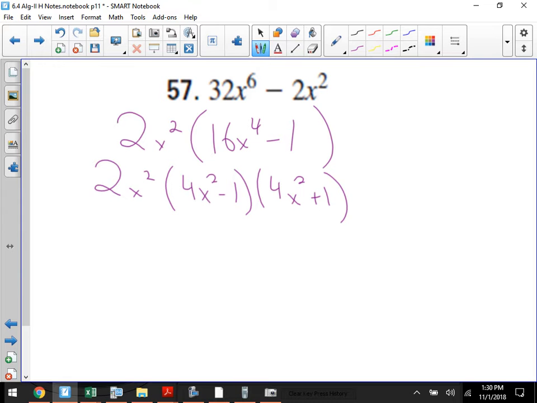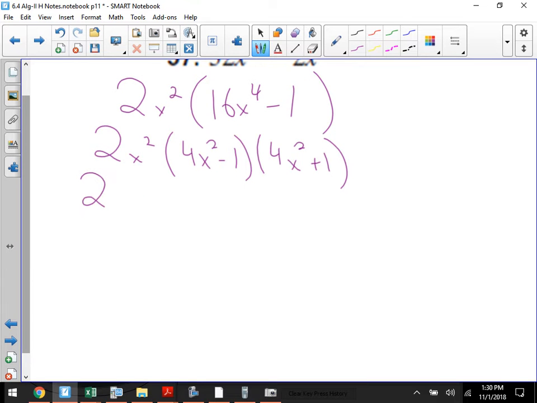So far, so good? Okay. And then you'll notice you should be able to ask those same questions again. Is 4x squared a perfect square? Is 1 a perfect square? Is that a subtraction symbol? Therefore, it is a difference of squares, which gives you 2x squared, and then we have 2x minus 1, 2x plus 1, and then 4x squared plus 1. Now, excuse me, I believe this one just said to factor, right? That's fully factored form.